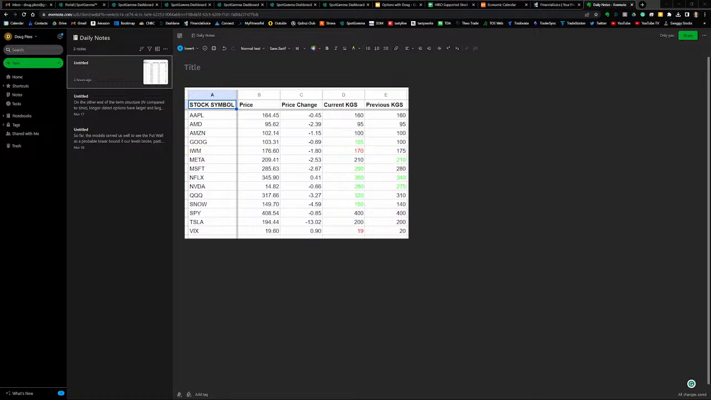And then red indicating a decrease from the previous day, and I interpret that as bearish. So the thing to note here is the increase in the key gamma strike for Snowflake, QQQ, Nvidia, Netflix, Microsoft. On the surface, all that is bullish.